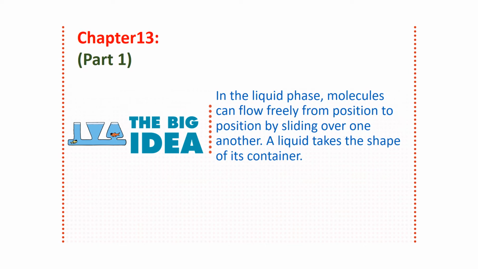Chapter 13, Liquid State of Matter, Part 1. The big idea in this chapter is that in the liquid phase, molecules can flow freely from position to position by sliding over one another. A liquid takes the shape of its container.